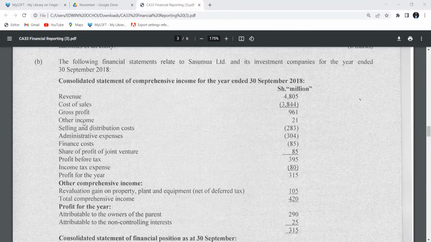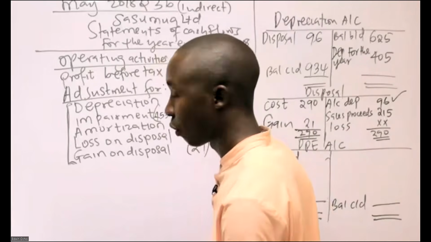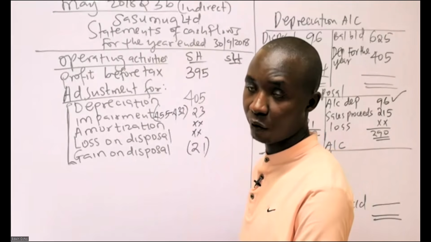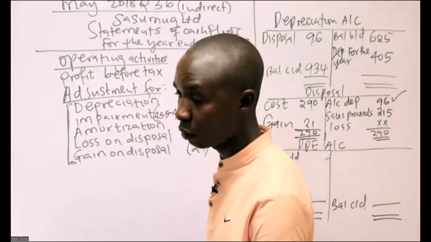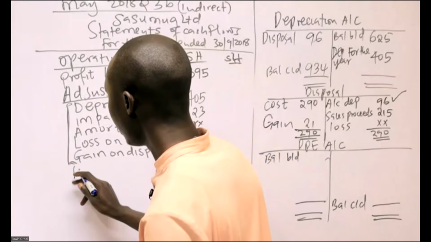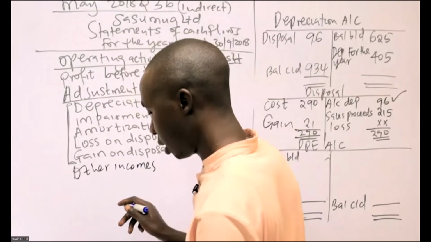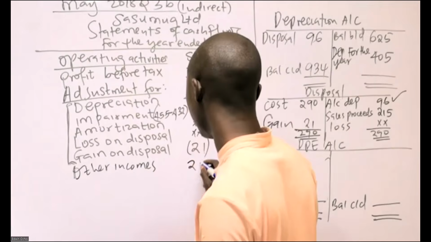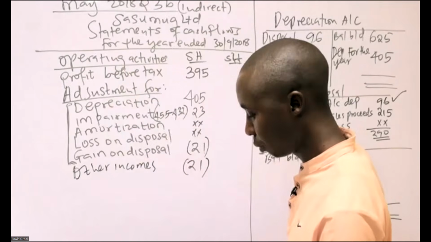Meaning that like now other incomes, it was added, I subtract. Finance cost was subtracted, I add. Share of profit of the joint venture was added, I do what? I subtract. So let's record those items which are above the profit before tax, which are non-operating. So I've said other than sales, which is revenue, cost of sales, selling and distribution, and administrative expenses. So we talk about other incomes. So other incomes, it was 21. So that one was added, we subtract. It was added to get the profit before tax.